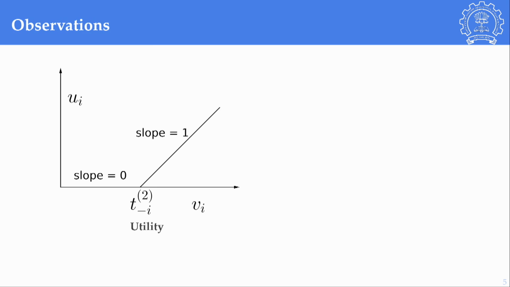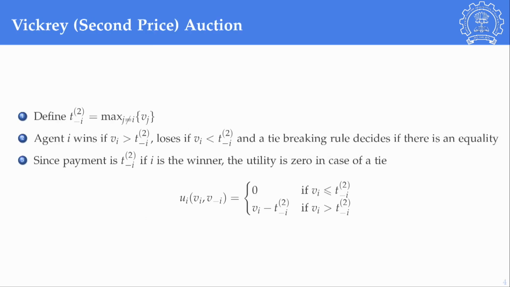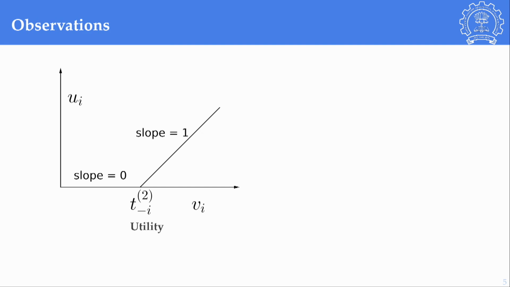So, we see that if we plot the utility function with respect to the valuation, assuming that everybody else's types are fixed, then until the point t minus i, 2, the utility is 0 because it does not win that object, and from then onwards it is linearly increasing, the slope is 45 degrees.